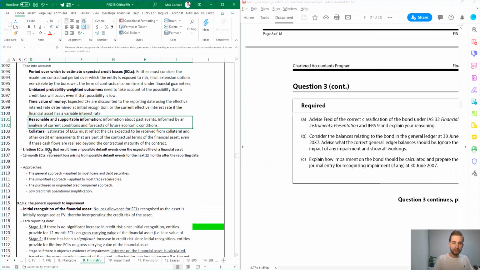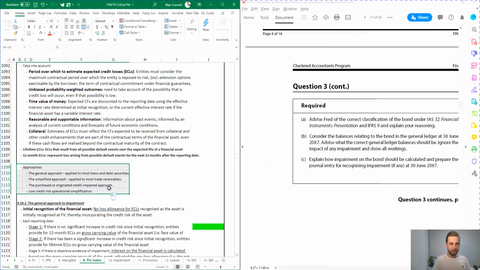So, as you can see in this area down here, there's a few different approaches. There's the general approach, which is applied to most loans and debt securities. There's the simplified approach, which is applied to most trade receivables. There's the purchased or originated credit impaired approach. And then there's the low credit risk operational simplification. So the most applicable approach here is just the general approach. It's applied to most loans and securities.